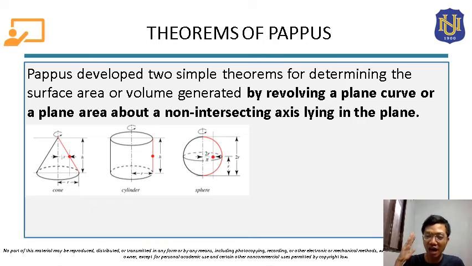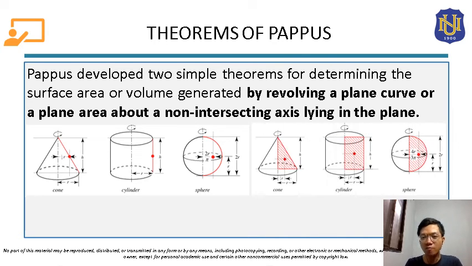I hope that you can imagine that if you rotate this line, this curve, about the y-axis, it will produce a cone. Also, if you revolve this line about the y-axis, it will produce a cylinder. For this semicircular arc, if you revolve this about the y-axis, it will produce a sphere. So there will be a generated surface area if you revolve a line or a curve about a non-intersecting axis.